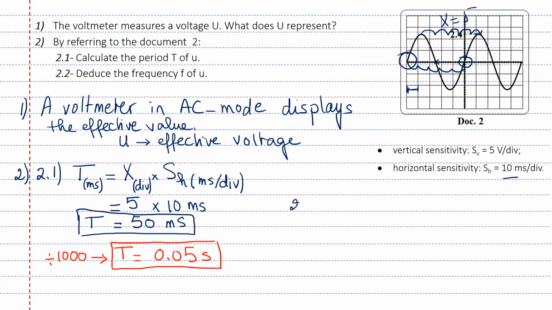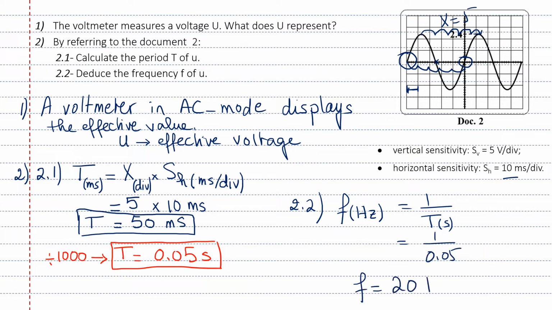Now passing to part 2, deduce the frequency. We all know that frequency in hertz is 1 over period in seconds. Here we must convert period to seconds. So if you have kept it as milliseconds, please change it to seconds here. So f equals 1 over 0.05, frequency equals 20. Don't forget the unit, hertz.